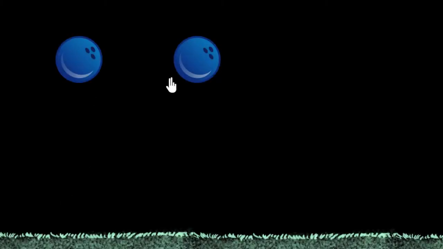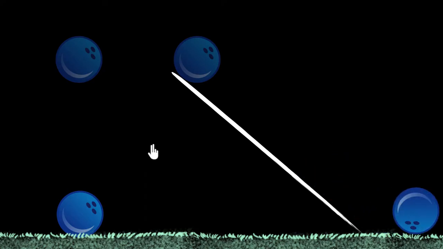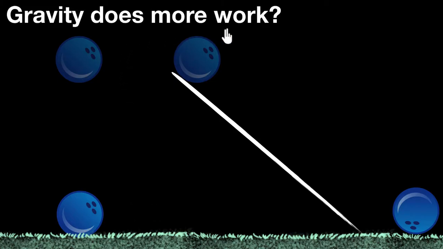Suppose I drop two identical balls from the same height. One, I just let go of it, so it just falls straight down. Another one, let's say I have a slide and I make it slide down, it rolls down. The question you want to try and answer is, in which of the two cases gravity does more work?